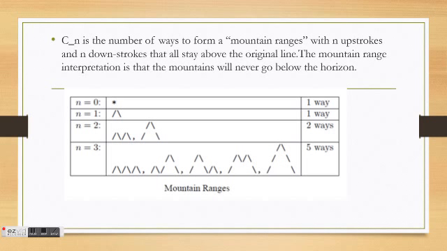When n equals 2, we have two ways. We could either have the two little ones or one big one. When n equals 3, we have 5 ways. The first one with the 3, the second one with the small one and the big one, the third one with the mirror of that. The fourth one is the interesting one.